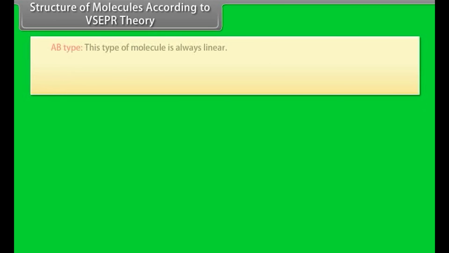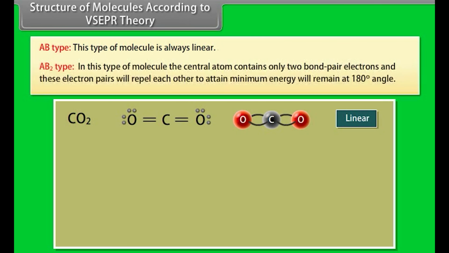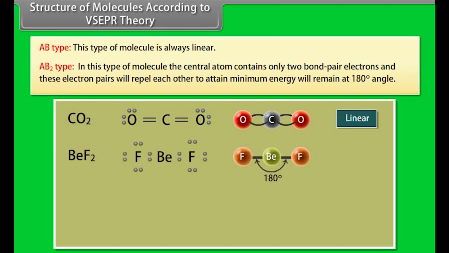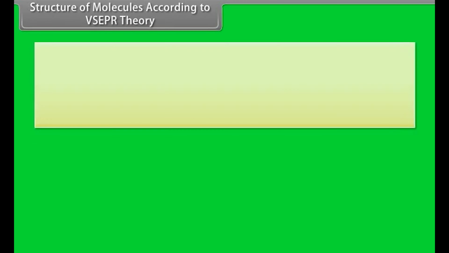Structure of molecules according to VSEPR theory. Shape of some simple molecules are AB type. This type of molecule is always linear. AB2 type. In this type of molecule, the central atom contains only two bond pair electrons, and these electron pairs will repel each other to attain minimum energy, and will remain at 180-degree angle.